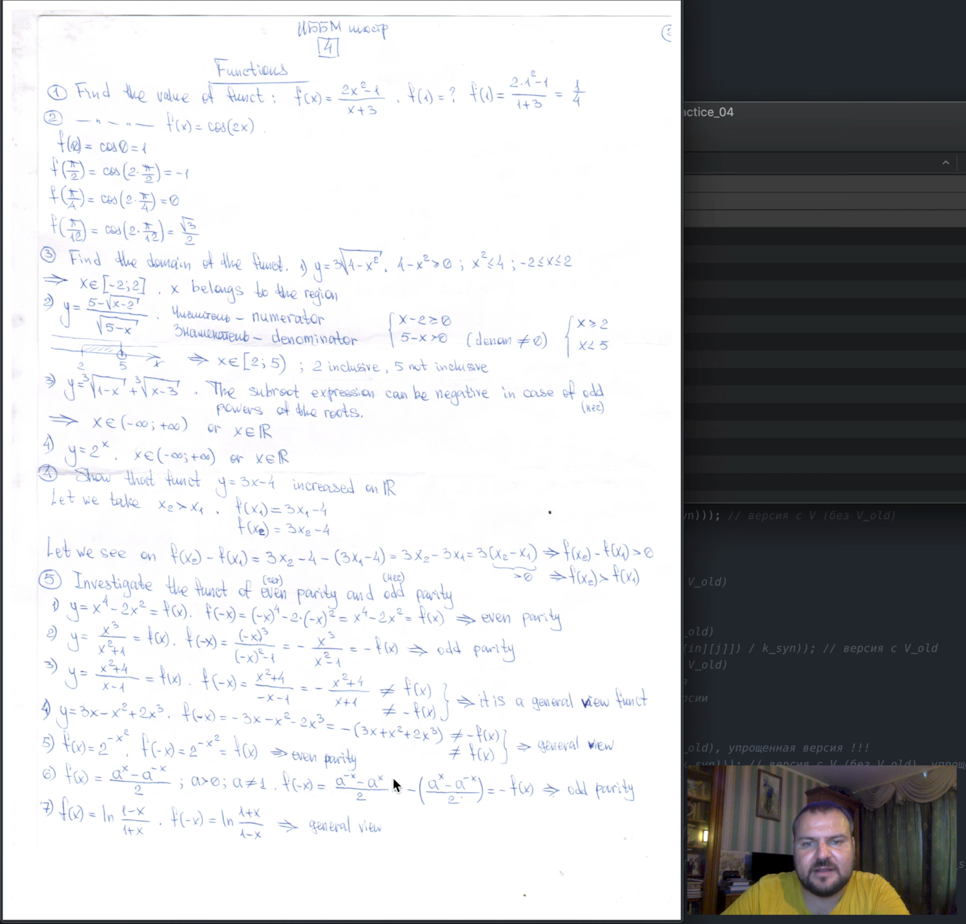We check f of minus x and find that it equals minus f of x. By the definition, it is an odd type of function. The function with a logarithm, y equals logarithm of (1 minus x) divided by (1 plus x). It hasn't been checked as an odd or even type of function. It is only a general view. So here we talk about the definitions, about how to use the definitions that we discussed in our lecture.